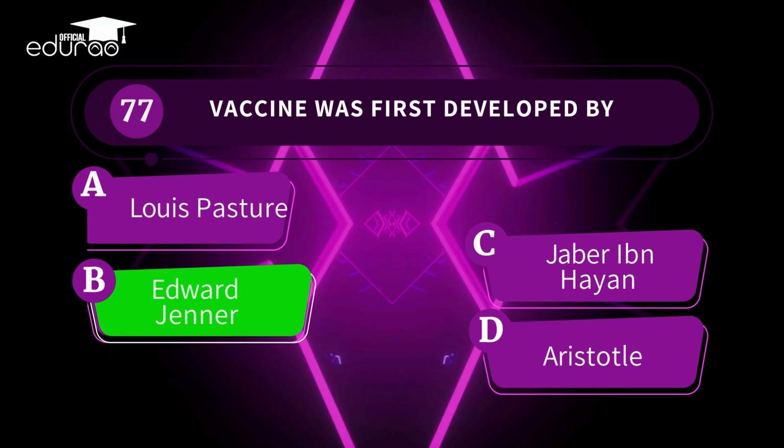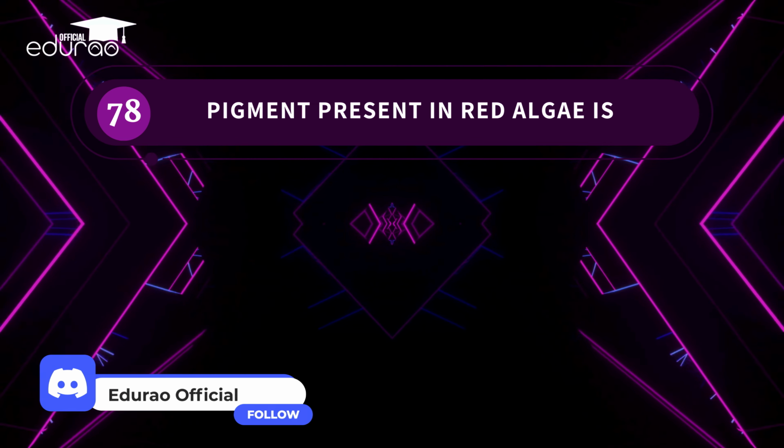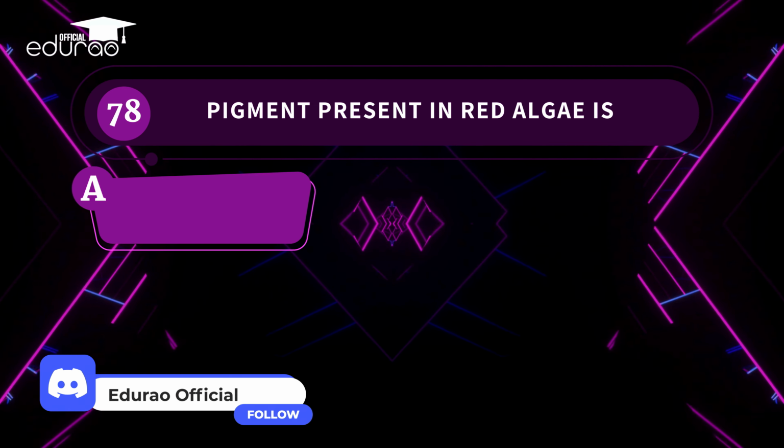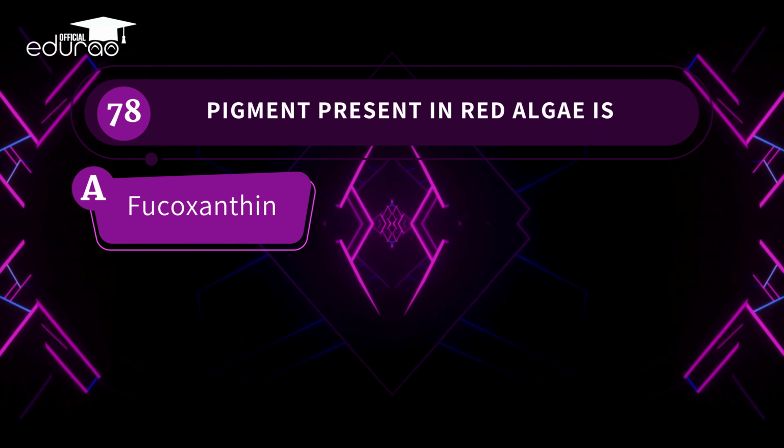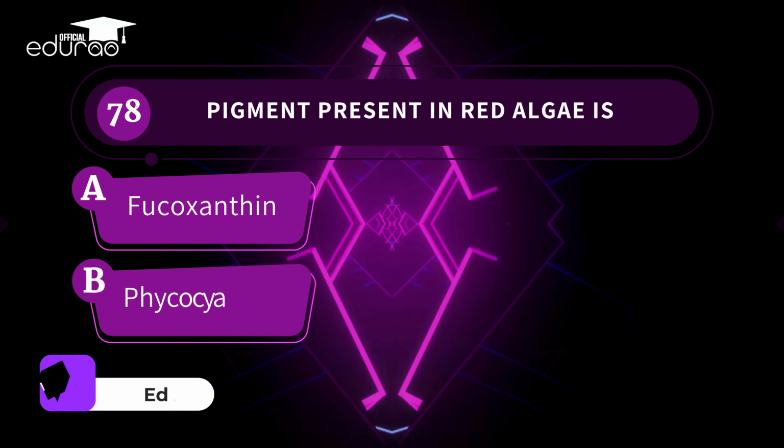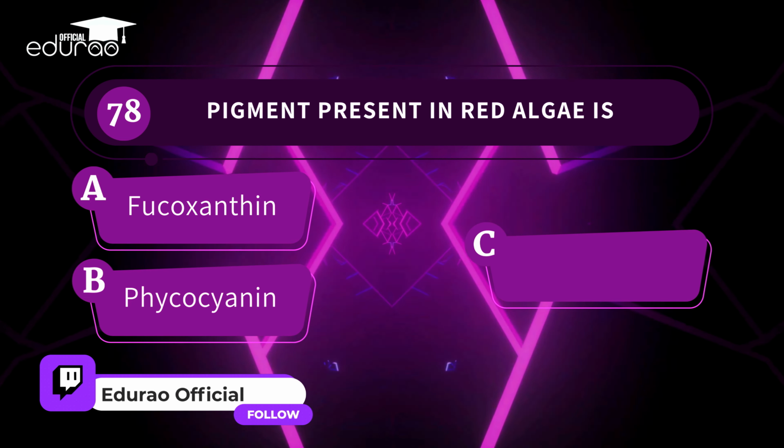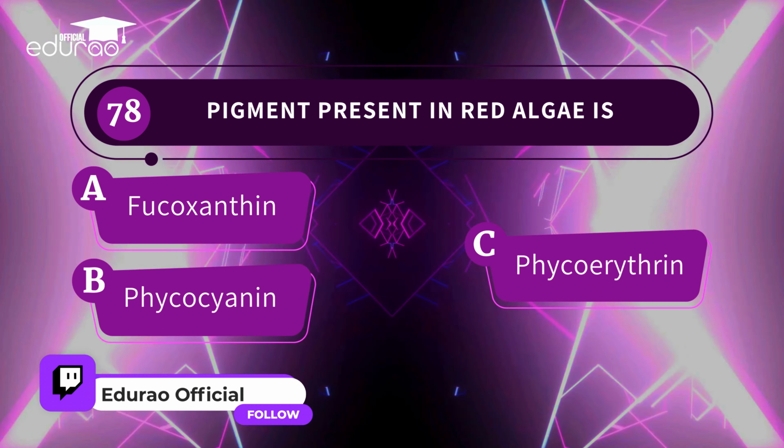Question 78. Pigment present in red algae is A. Fucoxanthin. B. Phycocyanin. C. Phycoerythrin. D. Bilirubin. Absolutely, you've nailed it. Correct answer is phycoerythrin.